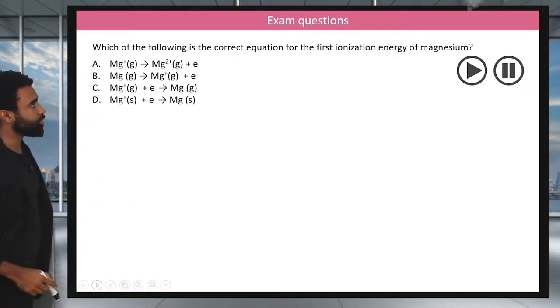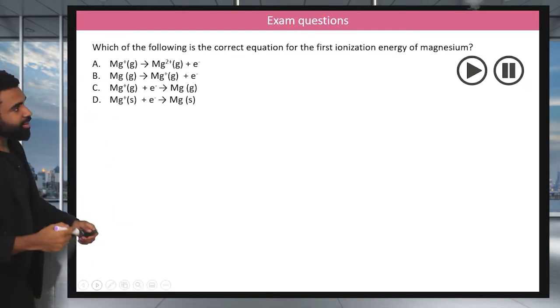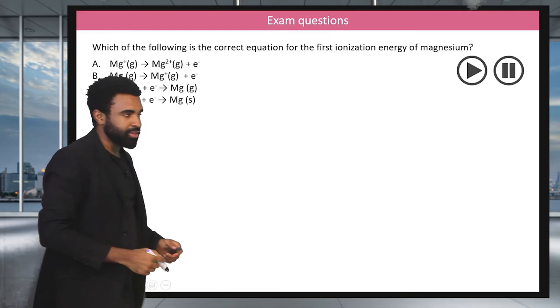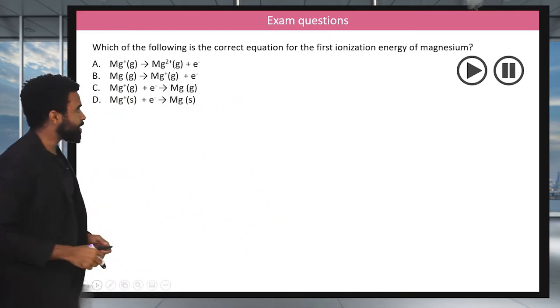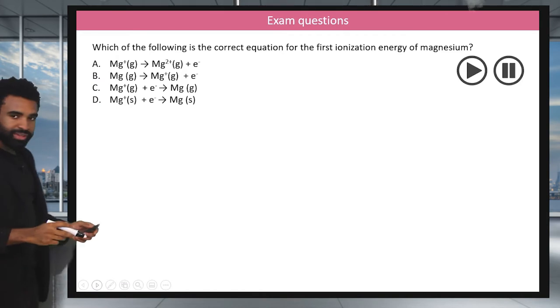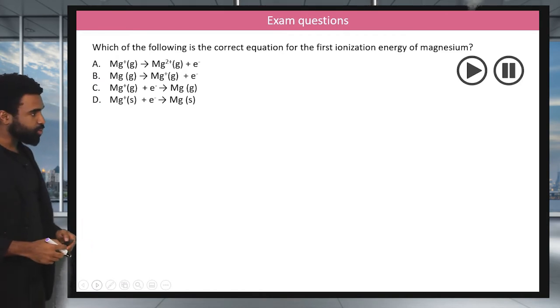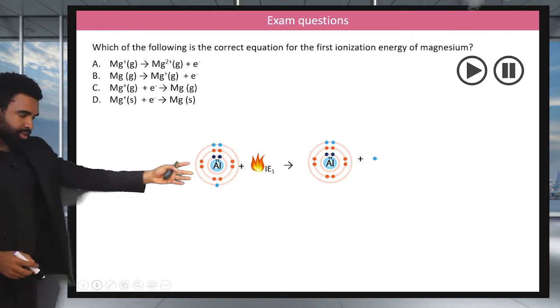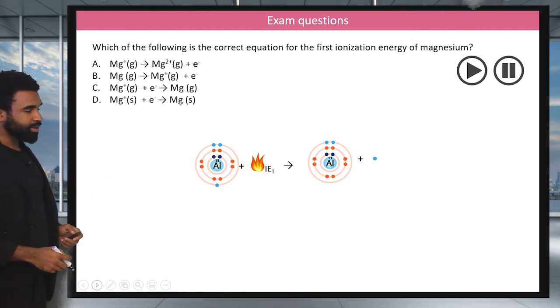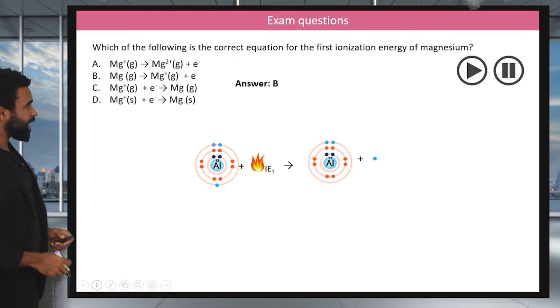Here's the first question for you. Which of the following is the correct equation for the first ionization energy of magnesium? Pause the video and see if you can try this one. In a few seconds, I'll show you a clue. One, two, three. Here's your clue. This is not magnesium, obviously. In a few seconds, I'll show you the answer. One, two, three. There's our answer.